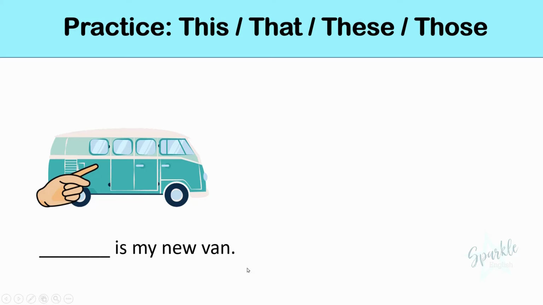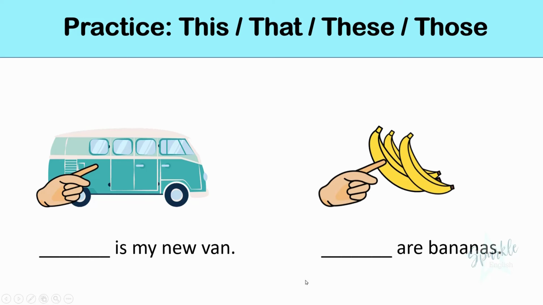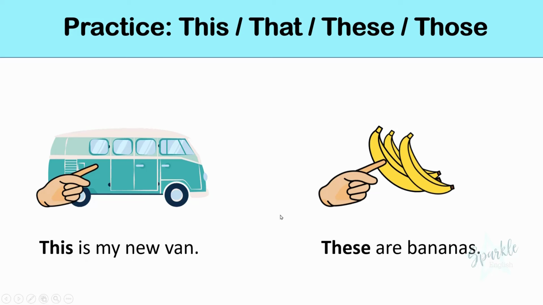Let's practice again. Is my new van. Are bananas. In both of these examples, the object or objects are close to the speaker. In the first example, it's only one object. In the second example, there are three bananas. This is my new van. We use this because it's only one van and it's close to the speaker. These are bananas. We use these because there are 3 bananas, it is plural, and again, they are close to the speaker.